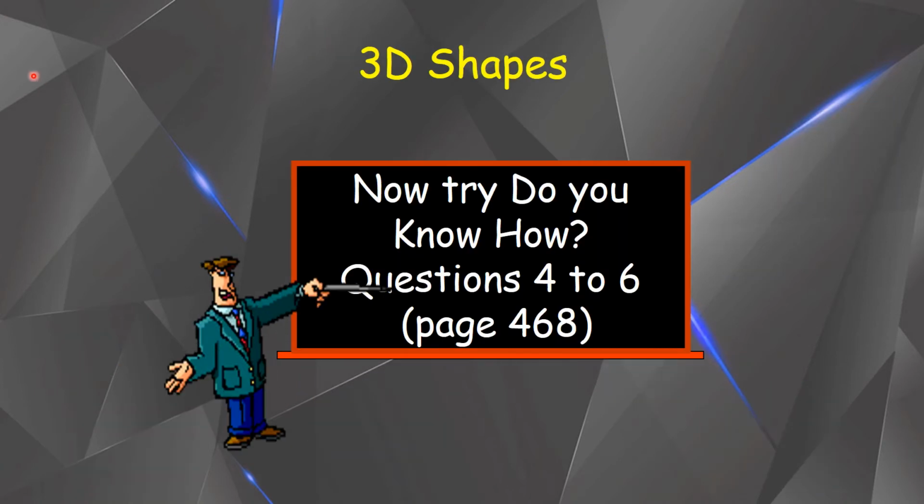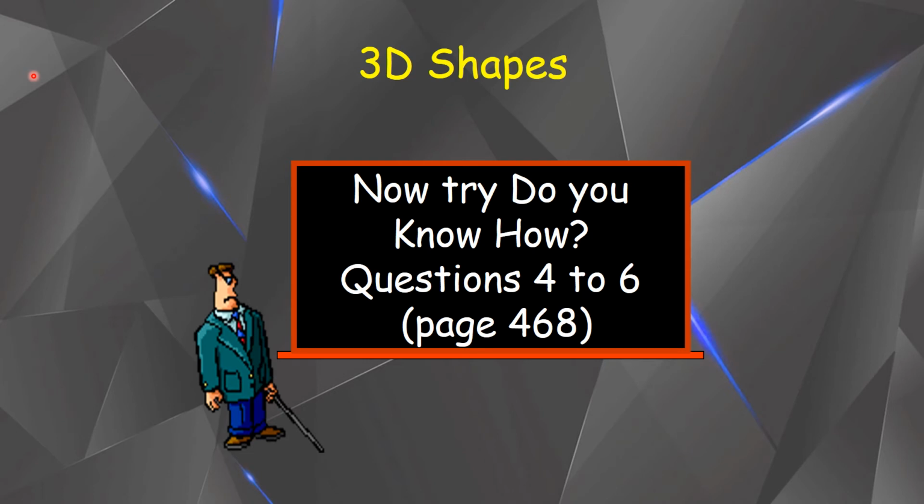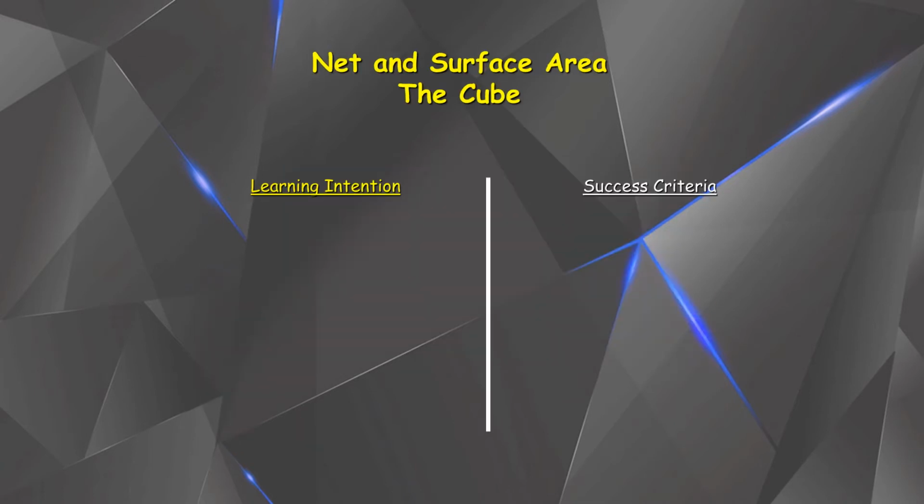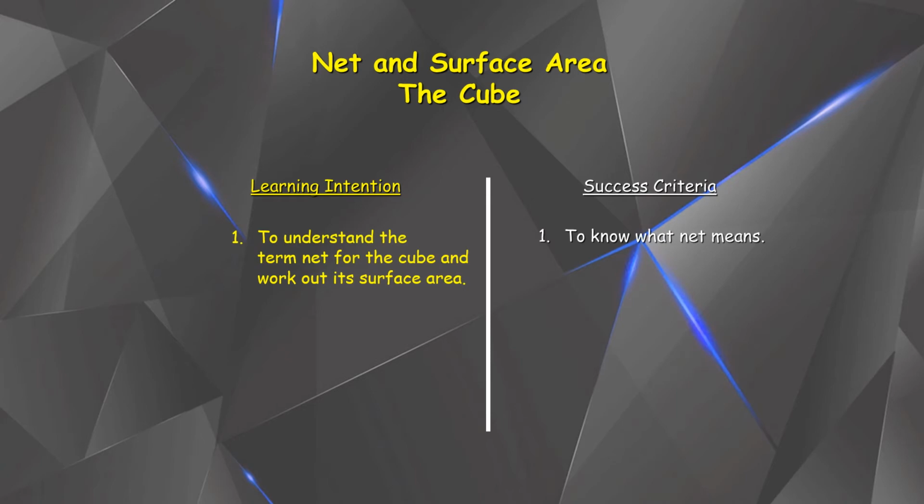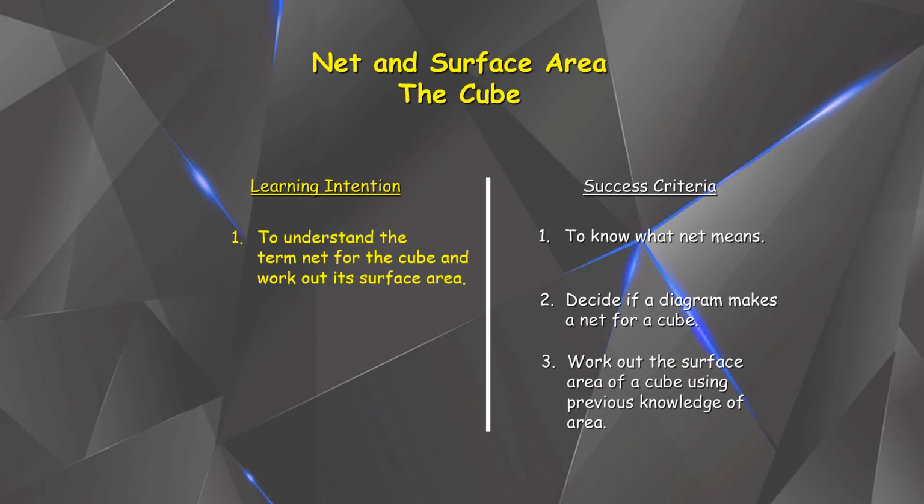Now let's go to the Do You Know How. Just go to page number 468, workout questions number 4 to 6. Now let's check again the net and surface area of the cube, to know what a net means, decide if a diagram makes a net for a cube, and work out the surface area of a cube using previous knowledge.